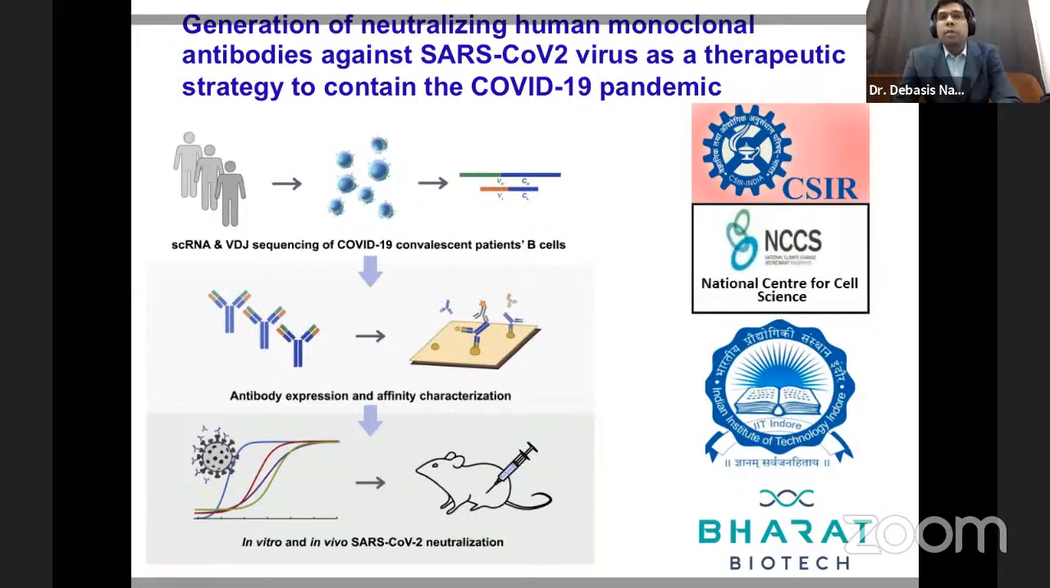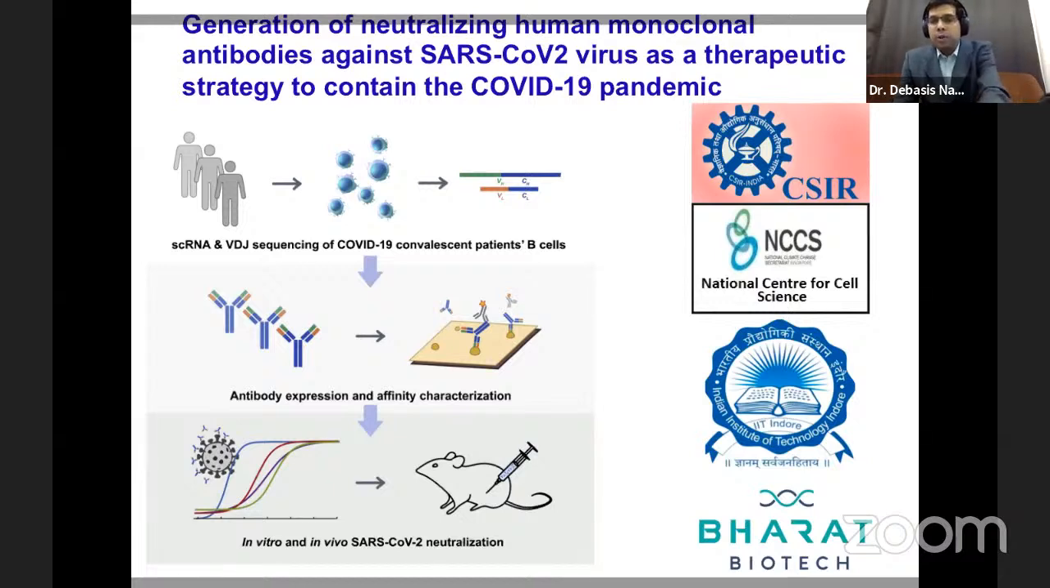So we know that the B cells are the antibody producing cells. So if you isolate the B cell, you are isolating the antibody producing cells. The B cells can produce different types of antibody, but one B cell will produce one specific antibody. So in a given situation, our body can produce thousands of types of antibody, but out of the thousand types, only four or five are neutralizing antibody.